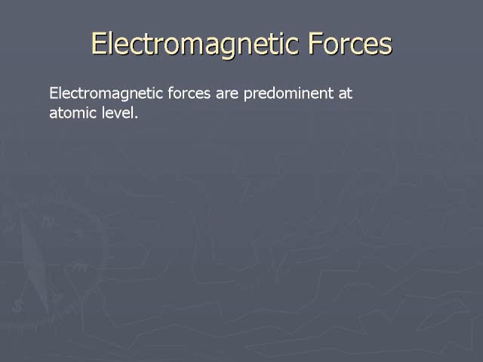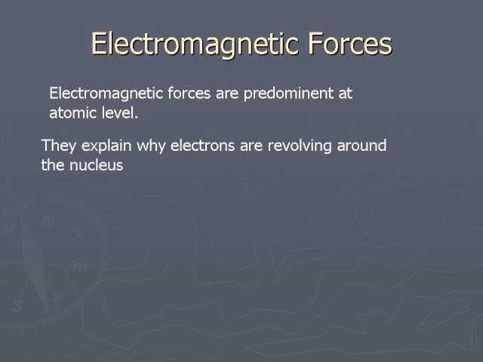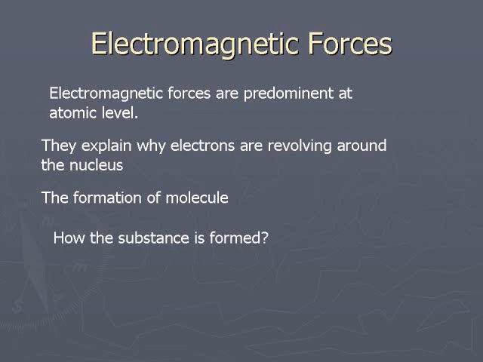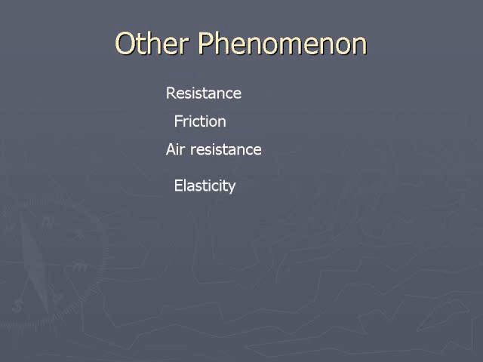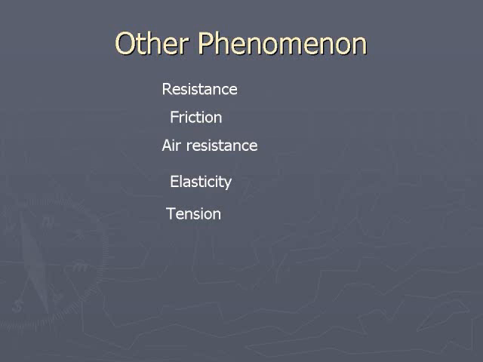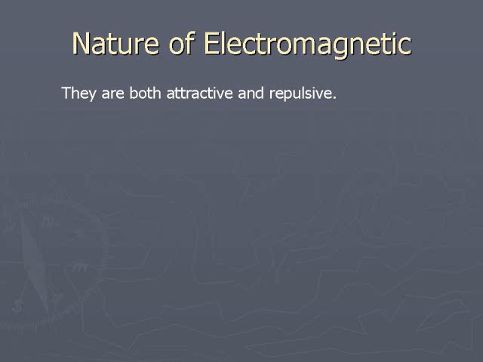Electromagnetic forces are predominant at the atomic level. They can explain why the electrons revolve around the nucleus, the formation of a molecule, and how a substance is formed. They can also explain other phenomena like friction, air resistance, elasticity, tension, etc.